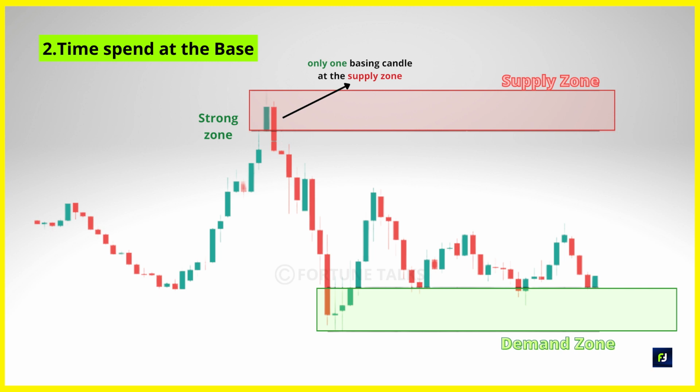This is a very strong basing structure. So we will give a maximum score of 2 for this supply zone. While in the case of this demand zone, the price spent a little more time and created a few more candles at the basing structure. So we can give a score of 1 to this demand zone.